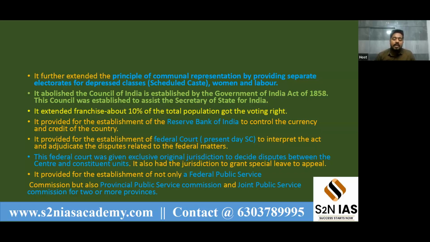It provided for the establishment of not only a Federal Public Service Commission, but also a Provincial Public Service Commission and a Joint Public Service Commission. In the 1919 Act, we observed the Union Public Service Commission, that is the Federal Public Service Commission, but the Provincial Public Service Commission and the Joint Public Service Commission for 2 or more states became a reality at the end of 1935.